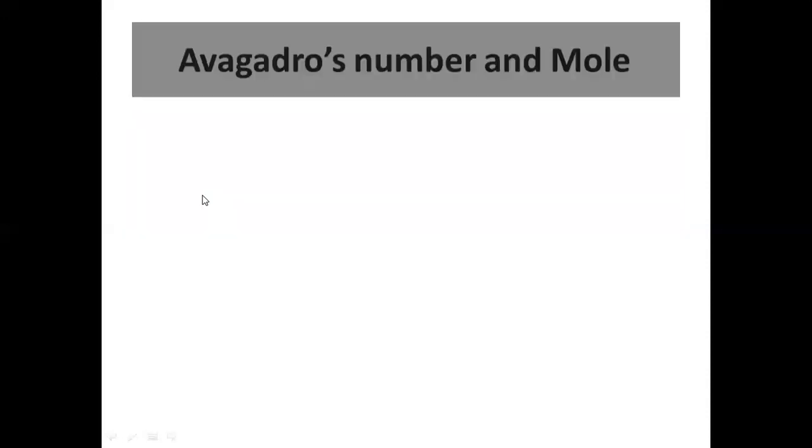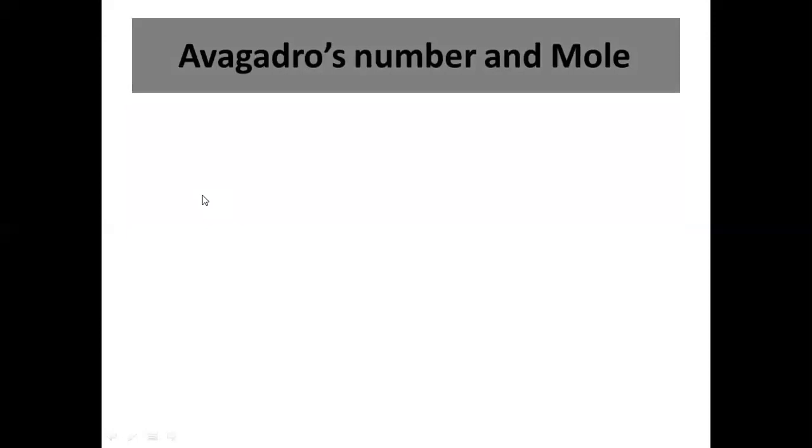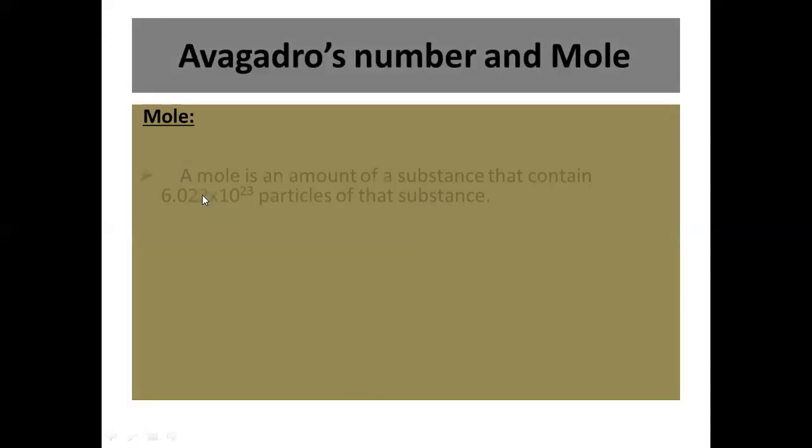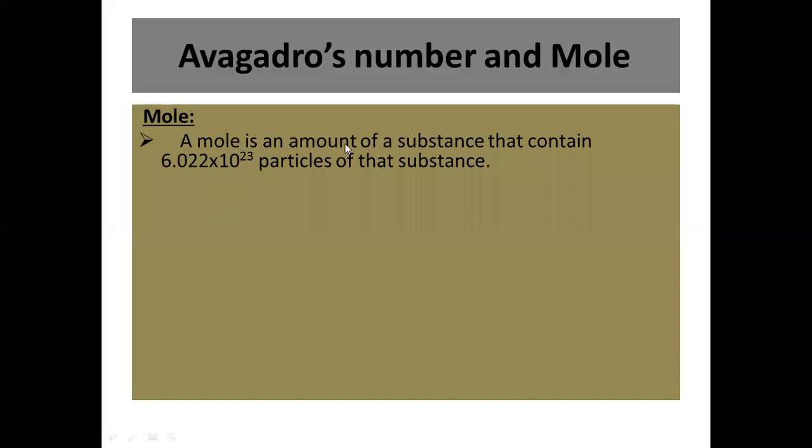Next important topic is Avogadro's number and mole. What is a mole? There are different definitions. The first definition is that a mole is an amount of a substance that contains Avogadro's number of particles of that substance. Avogadro's number of particles is 6.022 into 10 raised to power 23. These are the Avogadro's number of particles of that substance.